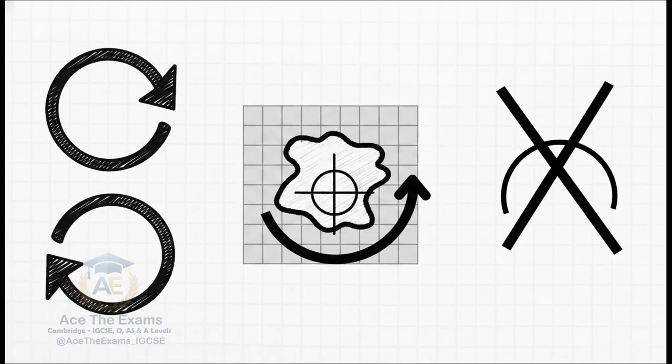If you just write rotation of 90 degrees, the examiner's pulling out the red pen. You must explicitly state it's a rotation, give the angle, state clockwise or anti-clockwise, and give the exact coordinate for the center of rotation, like (2, 1).